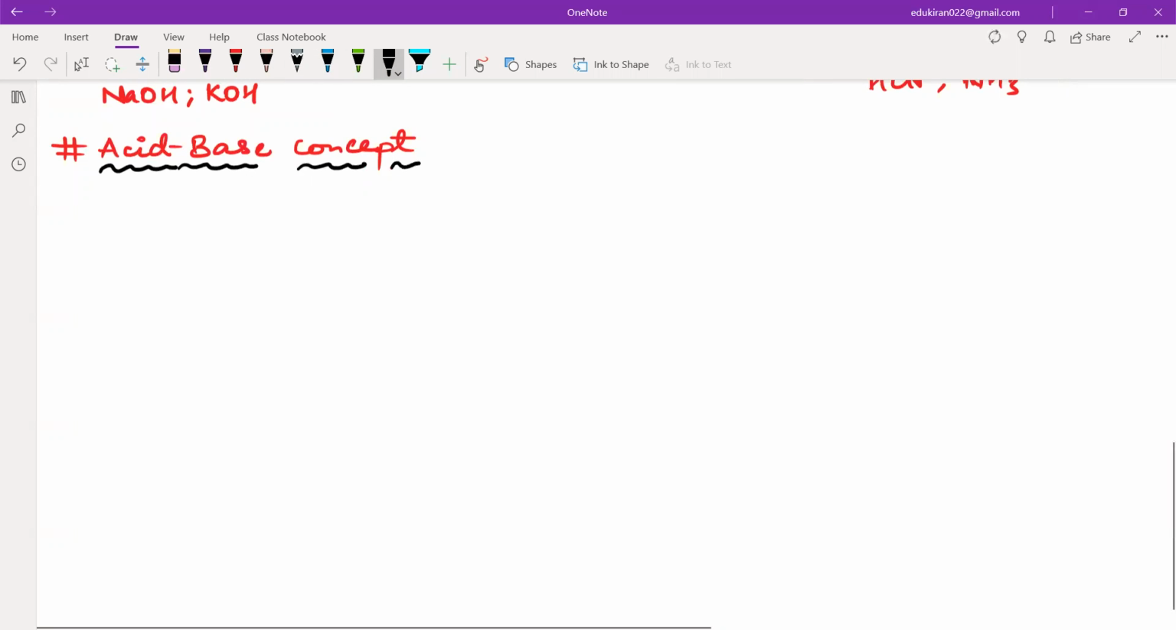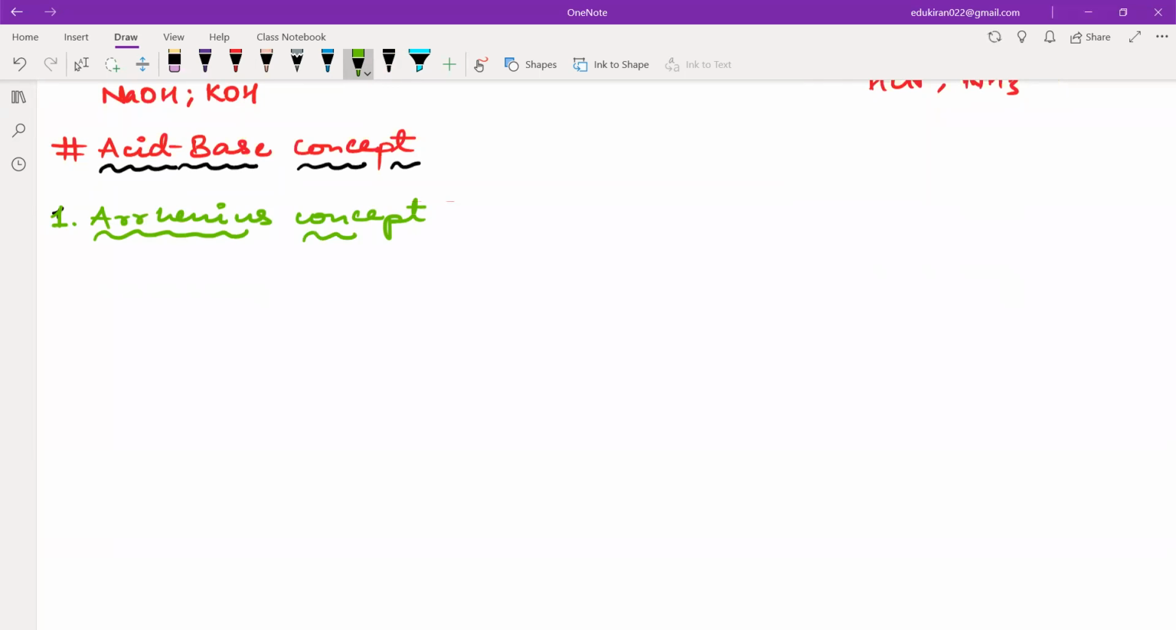The first one that we are going to study is the Arrhenius concept of acid and base. So Arrhenius had a simple definition for acids and bases. He said that acids, what are acids? Anything is an acid if it gives H plus ions in water.